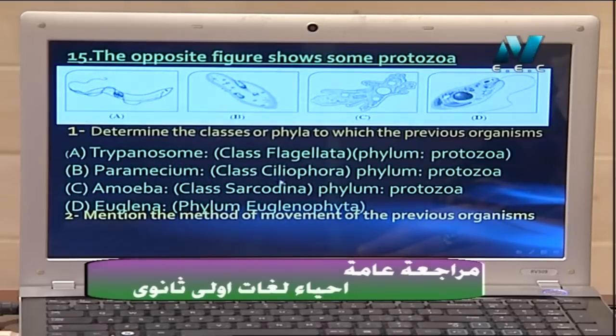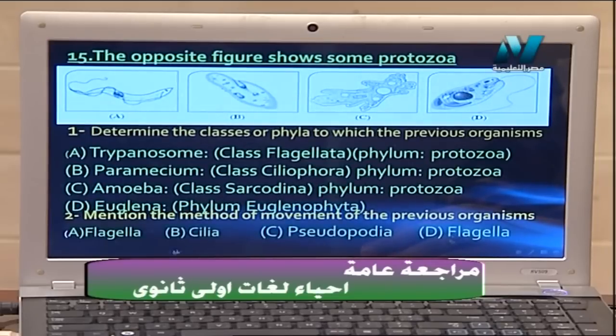Trypanosoma is related to the class Flagellata, of course, phylum Protozoa. Paramecium is related to Ciliophora, phylum Protozoa. Amoeba, class Sarcodina, phylum Protozoa. Euglena, phylum Euglenophyta. The kind of movement here: the first one moves by flagella, the second one by cilia, the third by pseudopodia, and the last one by flagella.